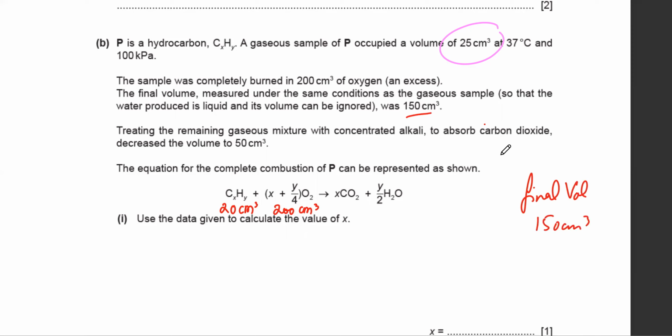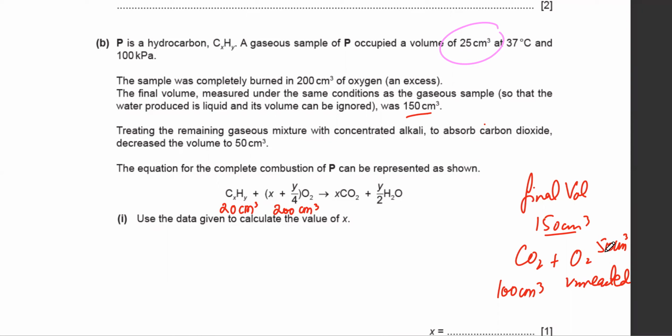So what does that 150 contain? It contains your products, but water is going to be a liquid, so it's not going to be a gaseous sample. So that means it contains carbon dioxide plus the unreacted O2. Now, when he treated the 150 cm³ mixture with concentrated alkali to absorb the carbon dioxide, its volume decreases to 50 cm³. So out of this 150, 100 cm³ is carbon dioxide, and what's left at the end is the 50 cm³ of unreacted oxygen.